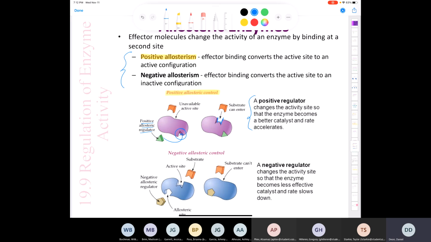So a positive regulator changes the active site so that the enzyme becomes a better catalyst and the reaction rate is going to increase.